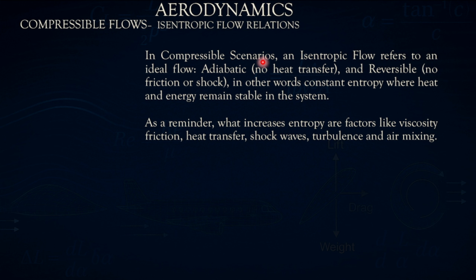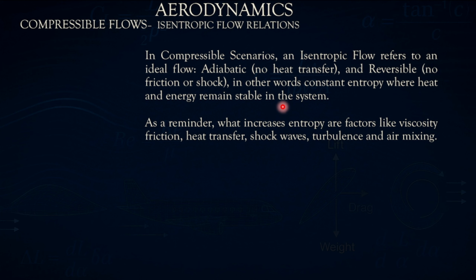So in compressible scenarios, an isentropic flow refers to an ideal flow, meaning that it is adiabatic, there's no heat transfer from or to the system, to the airplane, and reversible, in other words, there is no loss of energy. So there's no friction or shock. In other words, constant entropy, where heat and energy remain stable in the system.